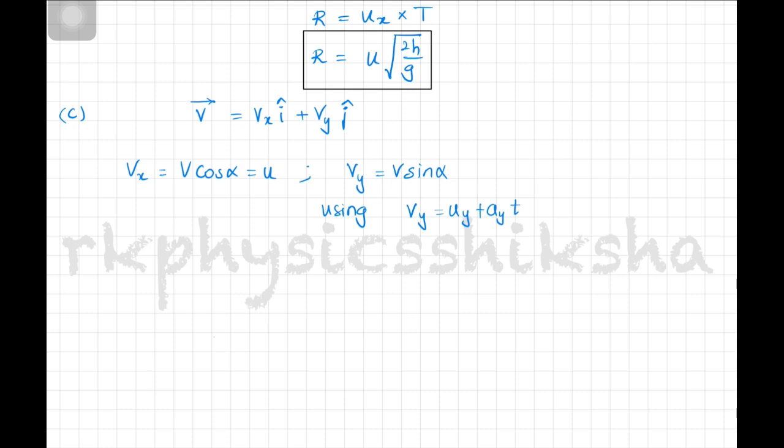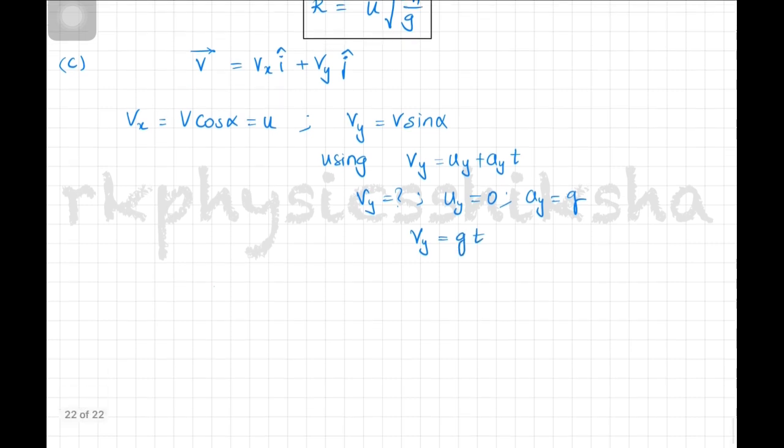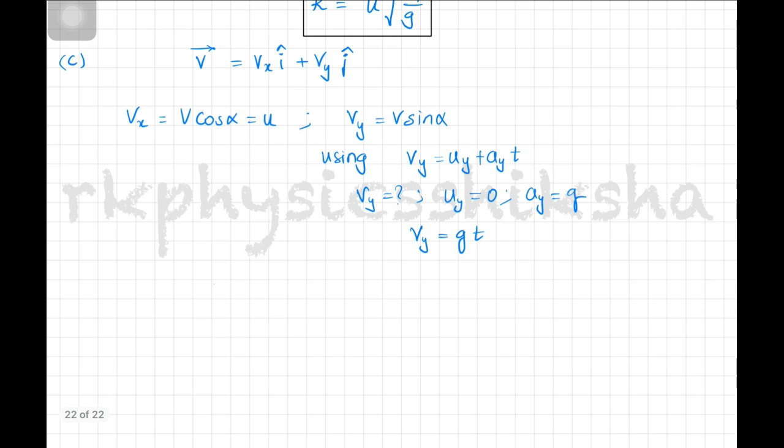In which Vy is to be calculated, Uy is the vertical component of initial velocity, which is 0. Ay is equal to g. In that case, Vy will be equal to g into t. So I know the Vy value now. Substituting in the above equation of velocity, what will I get? I'll get V bar is equal to Vx, which is u, i cap, plus Vy, which is gt, j cap. This is the velocity vector at any instant of time t seconds.